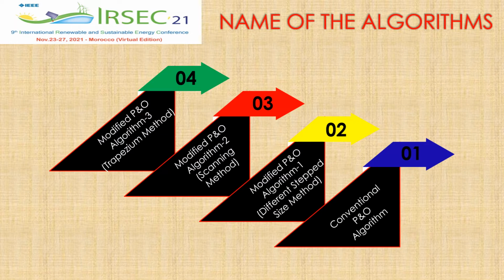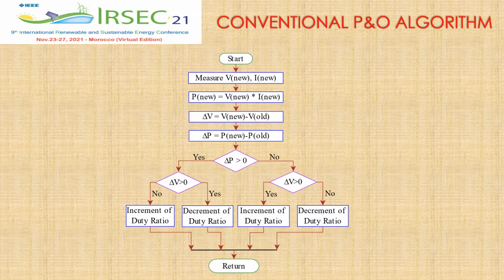Name of the algorithms I am going to discuss in this presentation is conventional P&O algorithm and 3 different modified P&O algorithm, namely different step size method, scanning method, and trapezium method. This is the flowchart diagram of conventional P&O algorithm. Its operation is based on perturbation of the voltage and observation of the power.